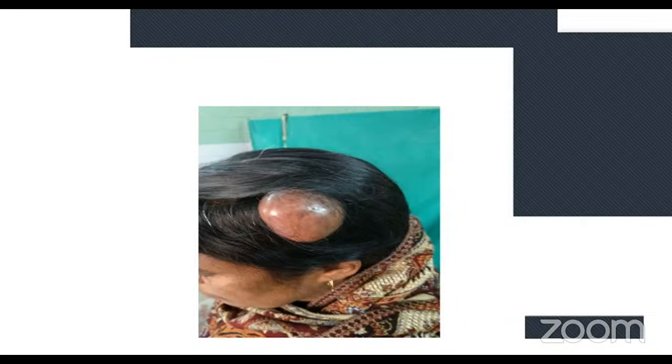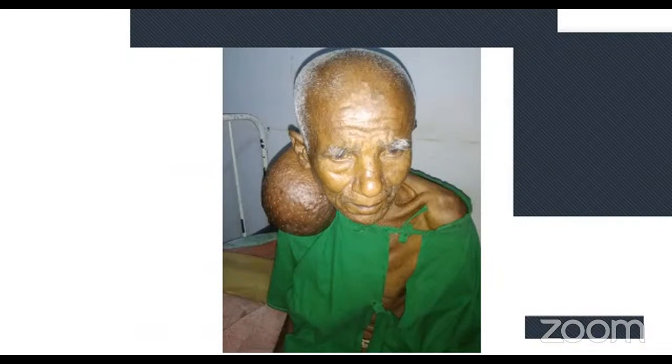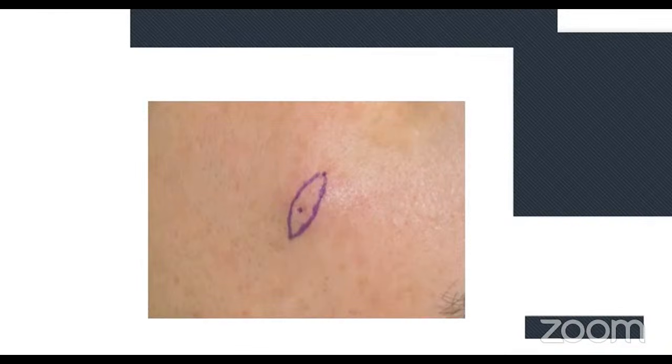Yeah, it's again a sebaceous cyst of the skull. You see such neglected cases. What is this? By the skin surface only we can make out that it's a sebaceous cyst, all blocked ducts. Okay, this is how we do the excision of the sebaceous cyst.